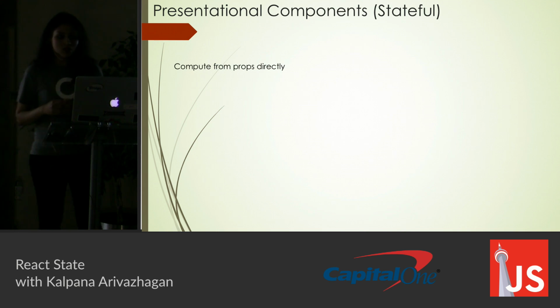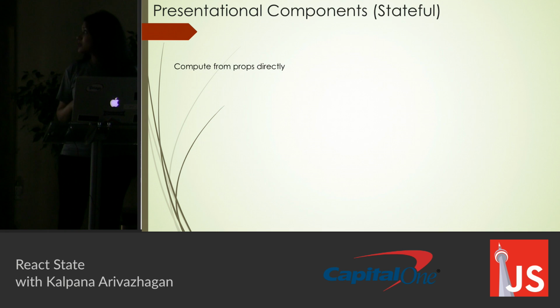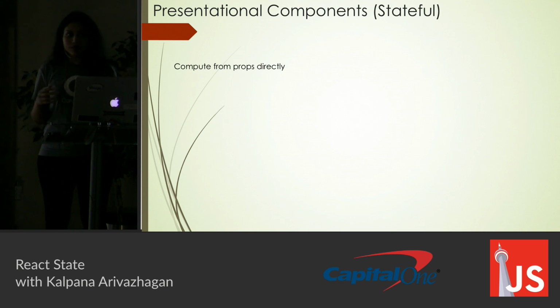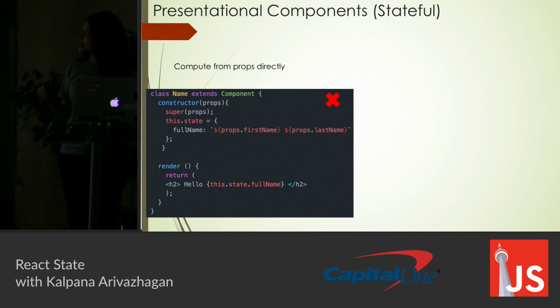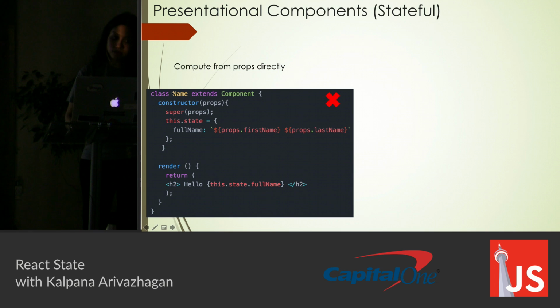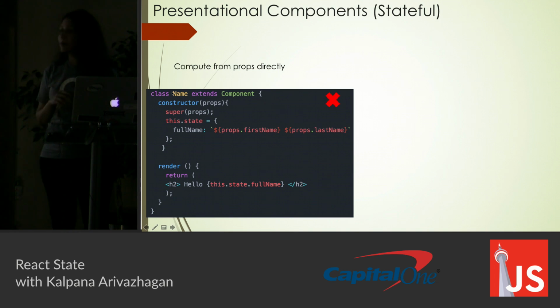The first point that is very important for us to remember is, whenever you get something from your properties, that is from your parent or from any other external source, you have to think and see if there is a way in which you can directly use those props in your render function. By that, I mean, let's look at this example. We have a component called name, and the goal of this component is to say hello again.